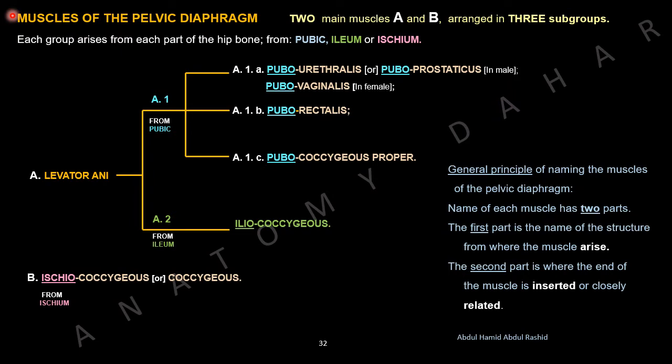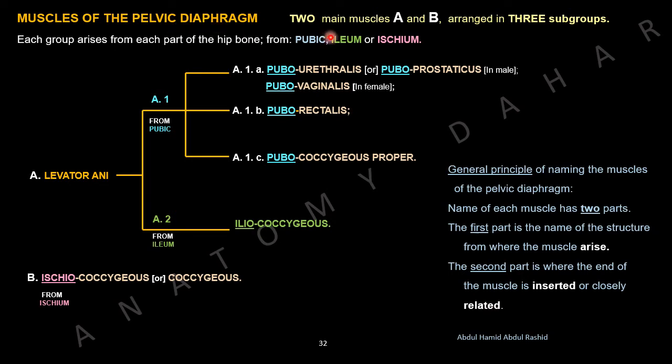Muscles of the pelvic diaphragm. General principle of naming the muscles of the pelvic diaphragm: the name of each muscle has two parts. The first part is the name of the structure from where the muscle arises. The second part is where the end of the muscle is inserted or closely related.